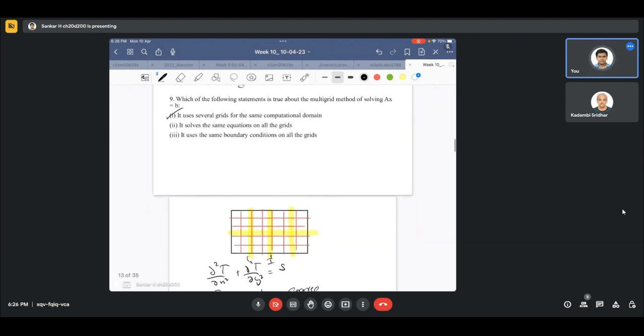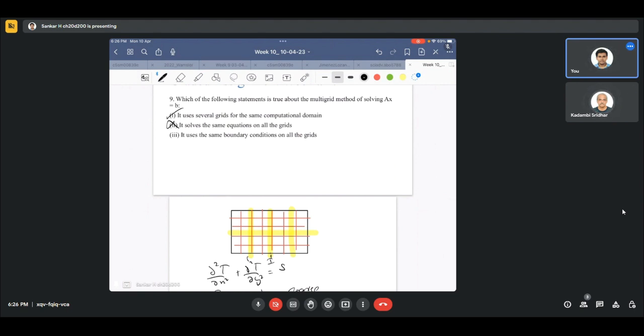So we see that we are not in fact using the same equation on all the grids, and the equation refers to the discretized equation over here. We don't discretize in the same way is what is being asked, and that statement is actually false.